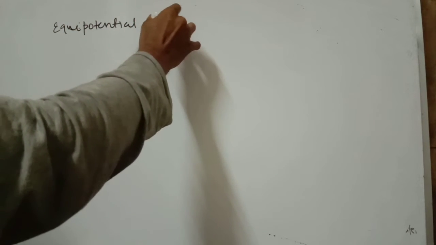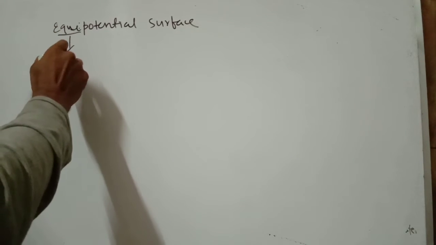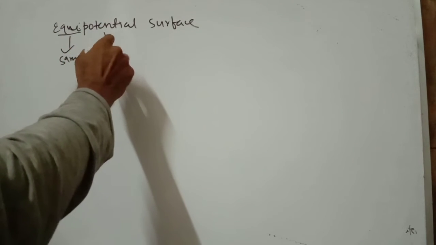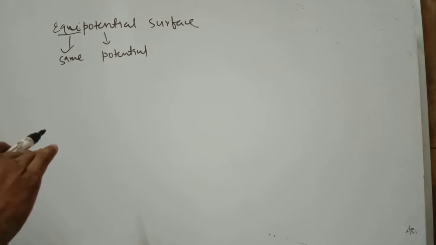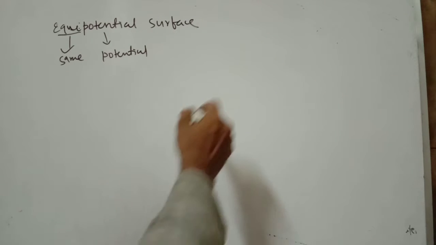Equipotential surface. Eq means same, potential already known. Any surface or any region where the electric potential is the same everywhere is called an equipotential surface. Understood? Any surface or any region where the electric potential throughout is the same everywhere is called an equipotential surface.